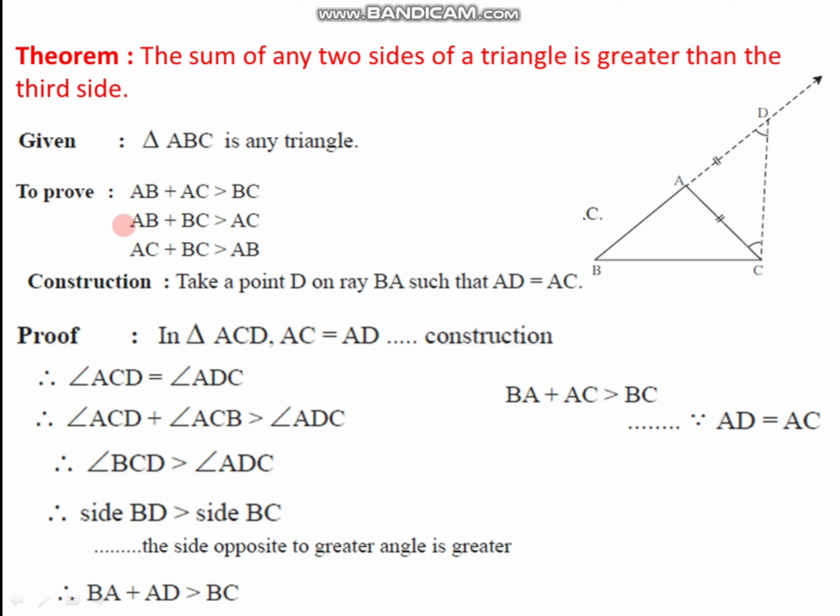Similarly, in the same way, we can prove the remaining two results, that is, AB plus BC is greater than AC and BC plus AC is greater than AB. So in the same way, all these three statements can be proved. Hence the theorem: the sum of any two sides of a triangle is greater than the third side of the triangle.